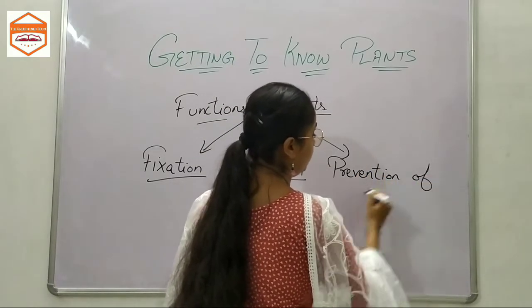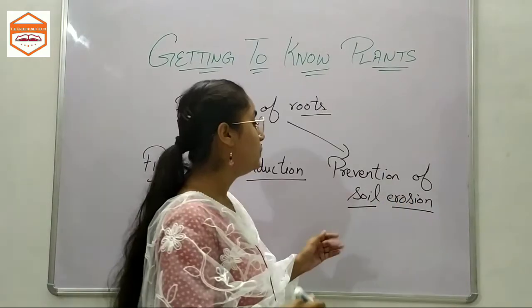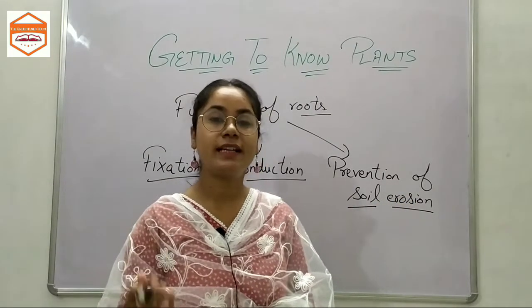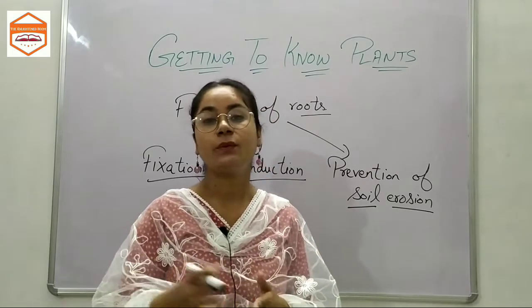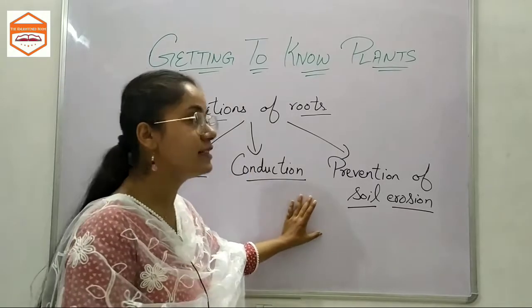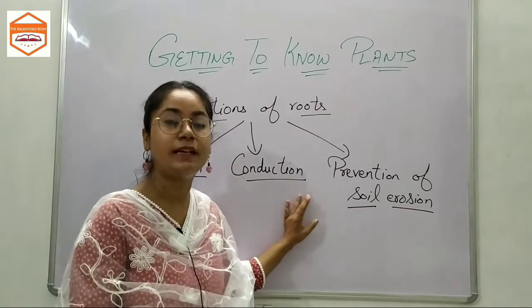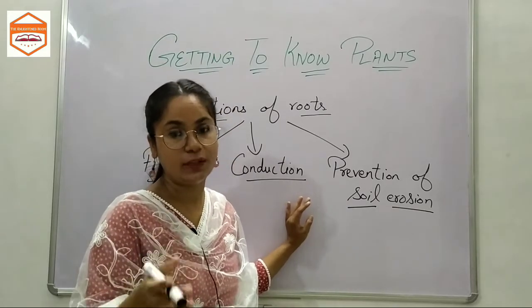Prevention of soil erosion. Now what is soil erosion? Soil erosion is soil getting blown away with the wind or being drawn away with flowing water. So the roots prevent the soil from being eroded, washed away with water, or blown away with the wind or air.